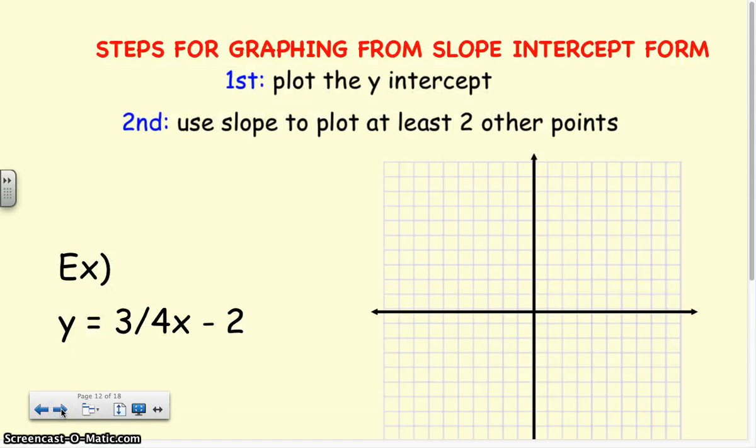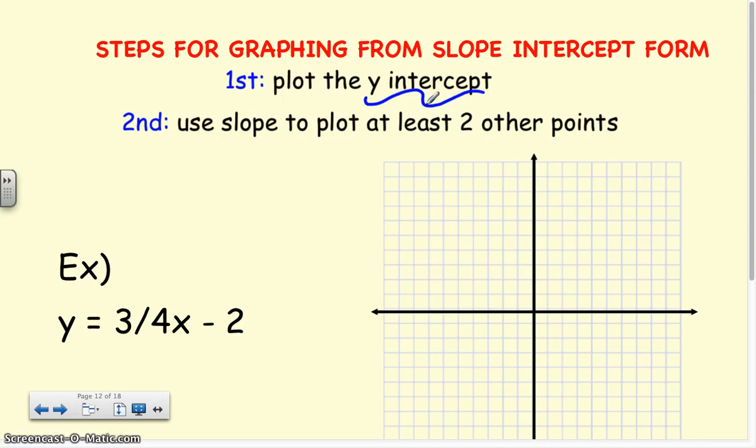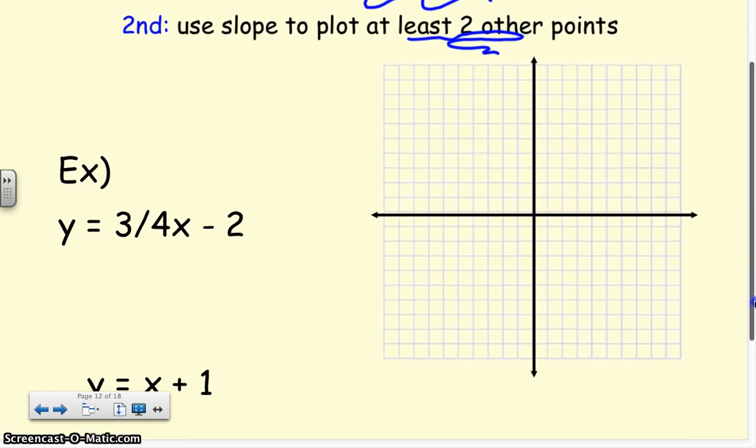Okay, steps for graphing from slope-intercept form. The first thing you want to do, always, is plot the y-intercept. The second thing you're going to do is use your slope to plot at least 2 other points. All right, so steps for graphing, the first thing again we're going to do is plot our y-intercept. And the second thing we're going to do is use slope to find at least 2 other points. So let's go through this first example here.